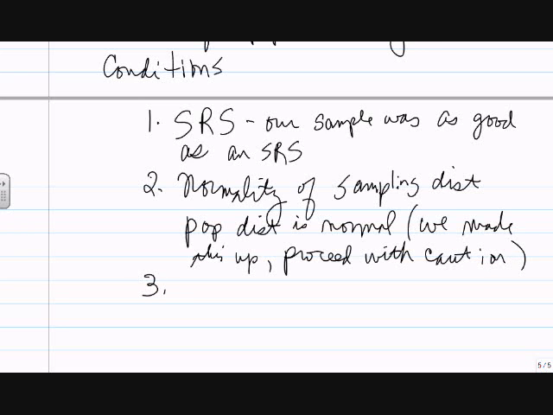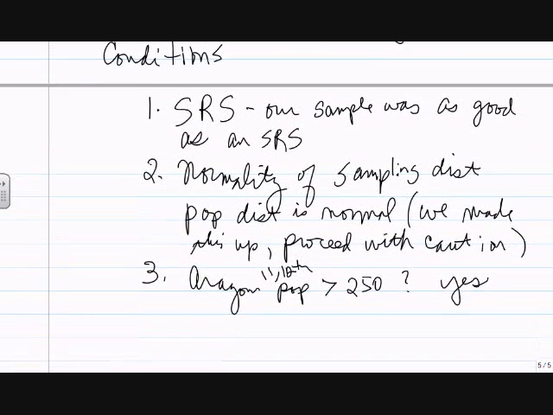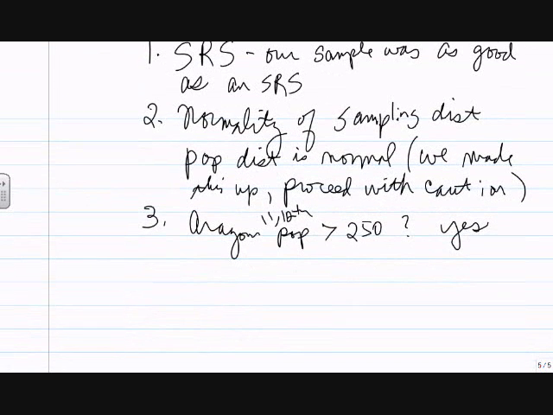And number 3, independence. Well, is the population of Aragon bigger than 25 times 10? That is, is the population of juniors and seniors greater than 250? But we didn't have a simple random sample, so we probably don't have independence anyway, but we are proceeding anyway because we want to do the problem.